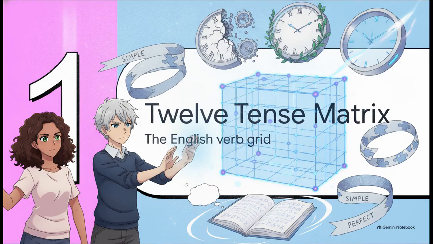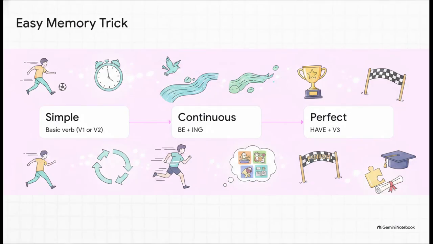All right, moving on to section 1, the 12 tense matrix. Let's see how this builds into that famous verb grid. Instead of looking at this grid as some terrifying list of 12 separate rules you have to memorize, just use these three basic formulas as a kind of cheat code.